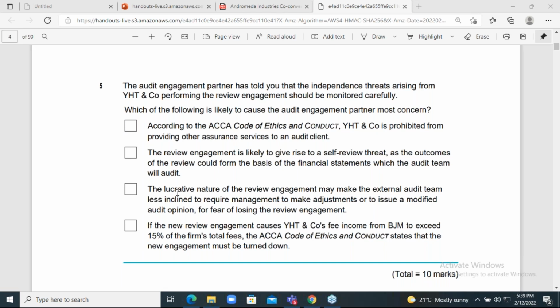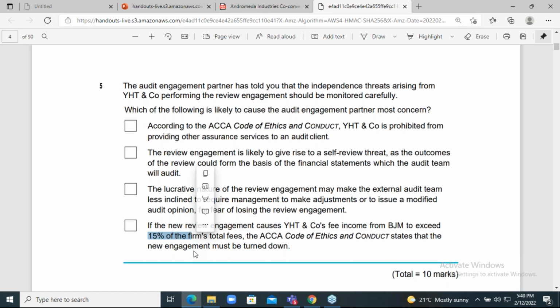A and D. Good, Rubel. Now you can see this threshold of 15% written in D. Most students are confirmed that D is incorrect. Yes, Prasad, good. A and D. Very good. So this 15% threshold is not related to review engagement. This 15% threshold is related to over dependence on a client.